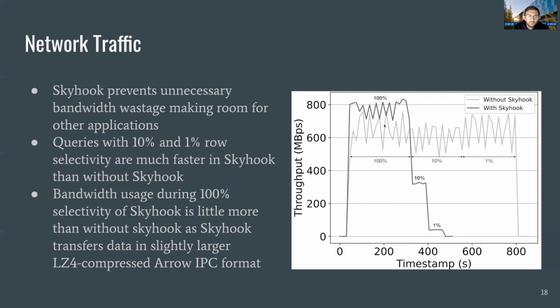You can see the bandwidth usage during the 100% selectivity case in Skyhook is a little more than without Skyhook. This is mainly because in Skyhook, we send the data back in LZ4 compressed Arrow IPC format, which is a little more inflated than the Parquet binary format.